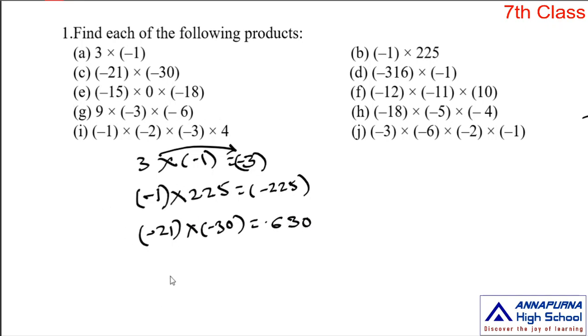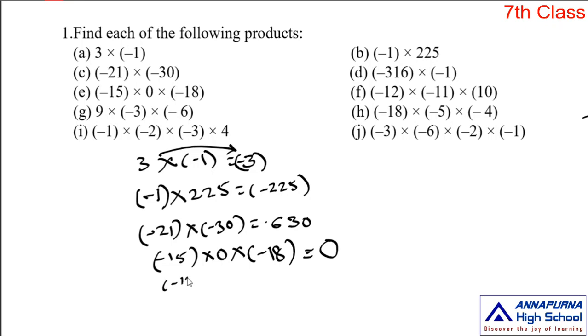Take E. Minus 15 into 0 into minus 18. As we know, when you multiply any integer by 0, we get the integer 0 only. So minus 15 into 0 into anything is equal to 0. You need not multiply 18 fifteens, and after getting that product you need not multiply it by 0. Whenever there is a 0 in multiplication, we will get 0 only.